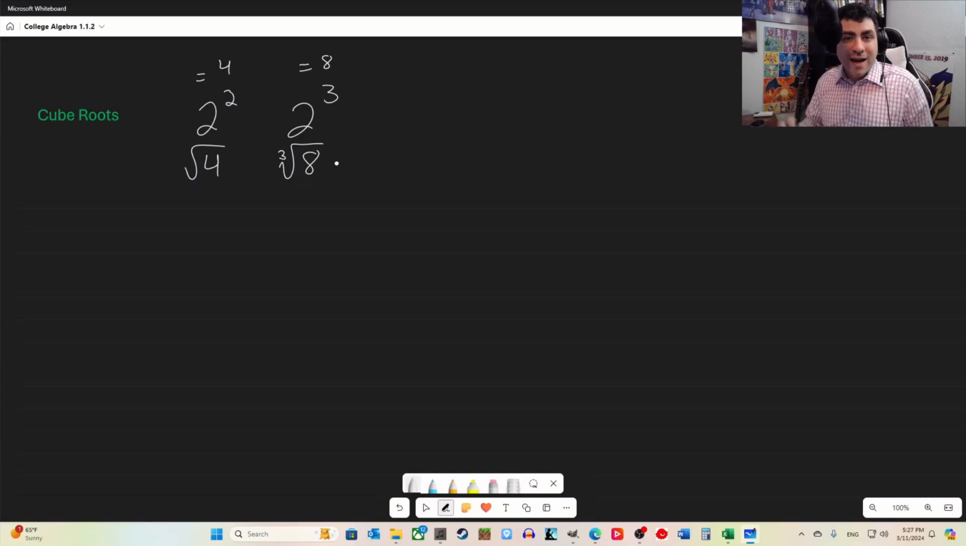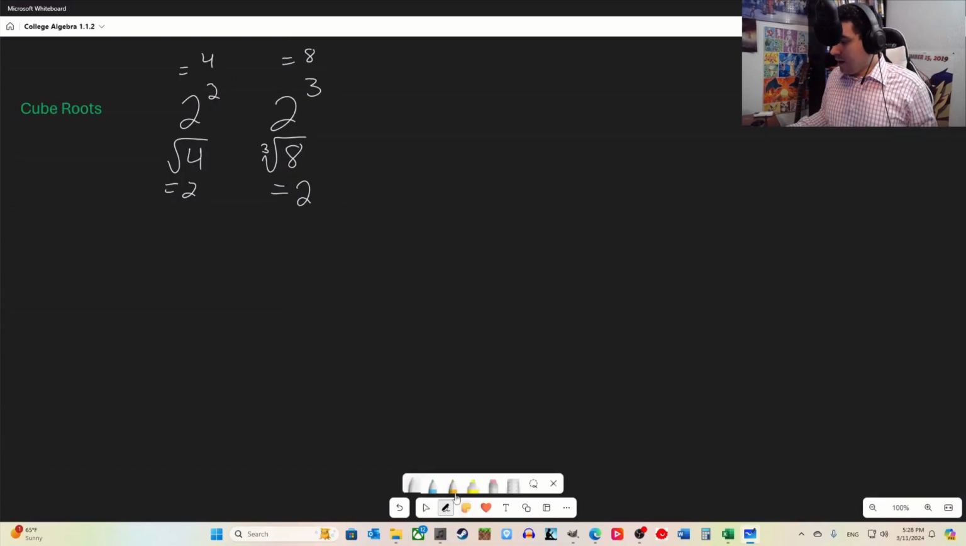What number times itself 3 times will give us 8? We know 2 times 2 times 2, or 2 cubed. So the square root of 4 is 2. The cube root of 8 is 2. The cube root is simply a higher order of root, and they work just like exponents do.